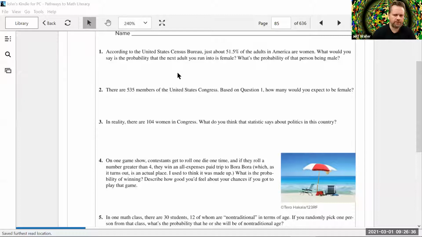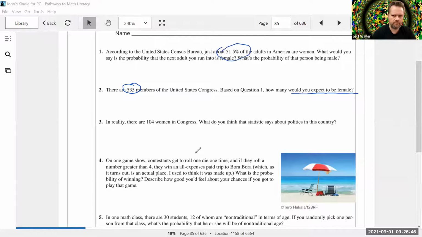Anything else, guys? We're wide open now. You guys can ask anything. Number 3 from here. Yeah, this one gave people trouble. How about number 2 real quick? Let's just all do number 2 and get this out of the way. 535 members. How many would you expect to be female, given this is true?